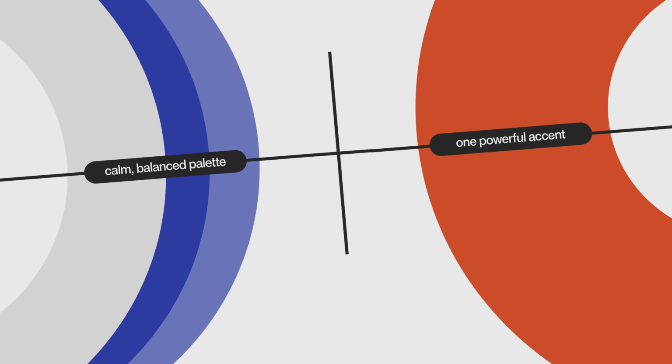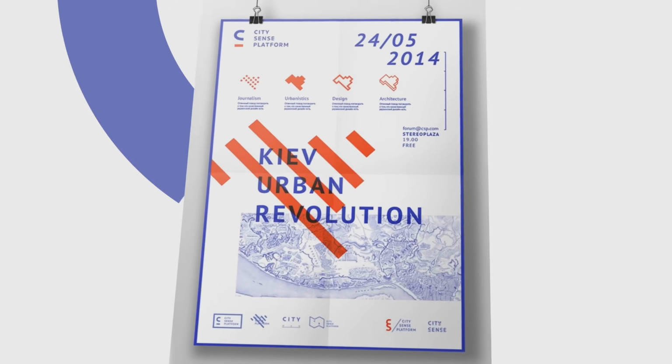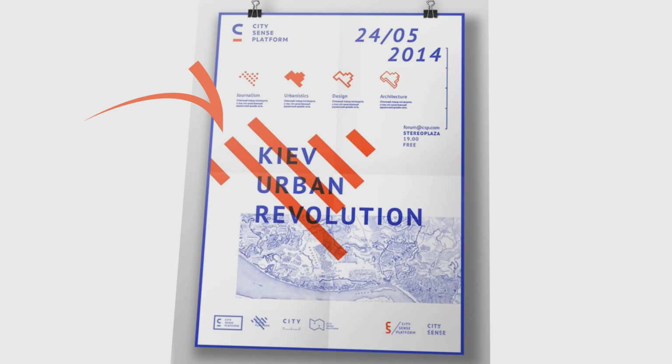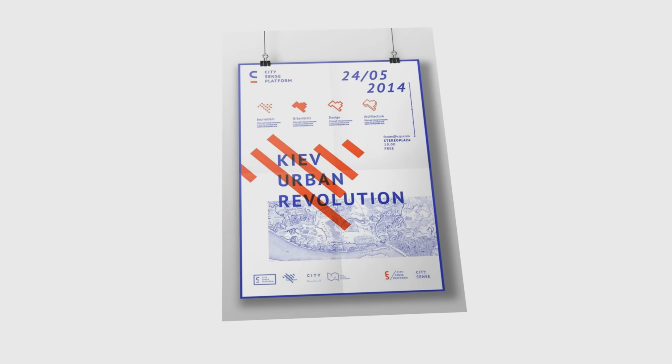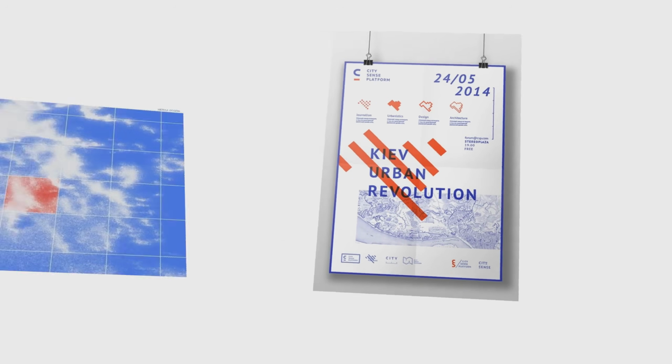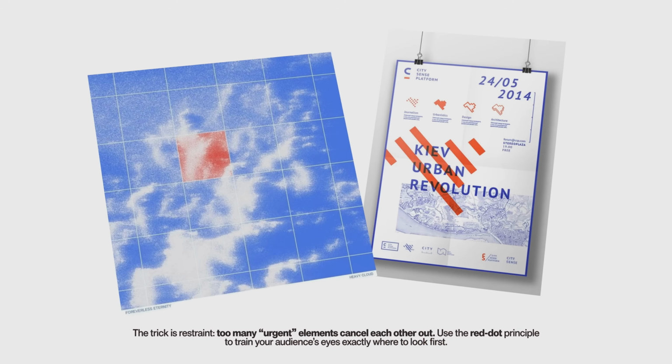Let's say your entire layout is greys and cool blues. Adding a single red or orange accent behind your CTA logo or focal point gives instant hierarchy. The viewer's brain automatically treats this element as the most urgent part of the design. The trick is also restraint, however. Too many urgent elements cancel each other out. So use the red dot principle to train your audience's eye exactly where to look first, or where to remember.